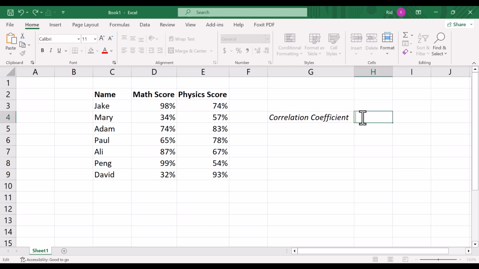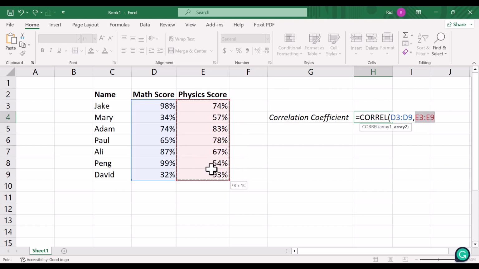Now let's calculate the correlation of these two variables, which are the math score and physics score of the students. The function we're going to be using is the CORREL function. The argument is going to be the range of the first variable, which is our math score, then a comma, then the physics score. Then we close the bracket and press enter.